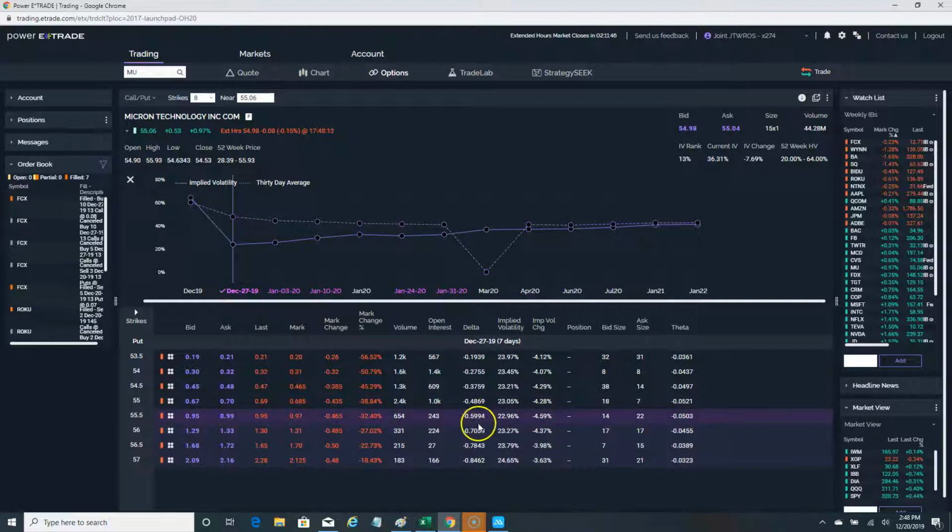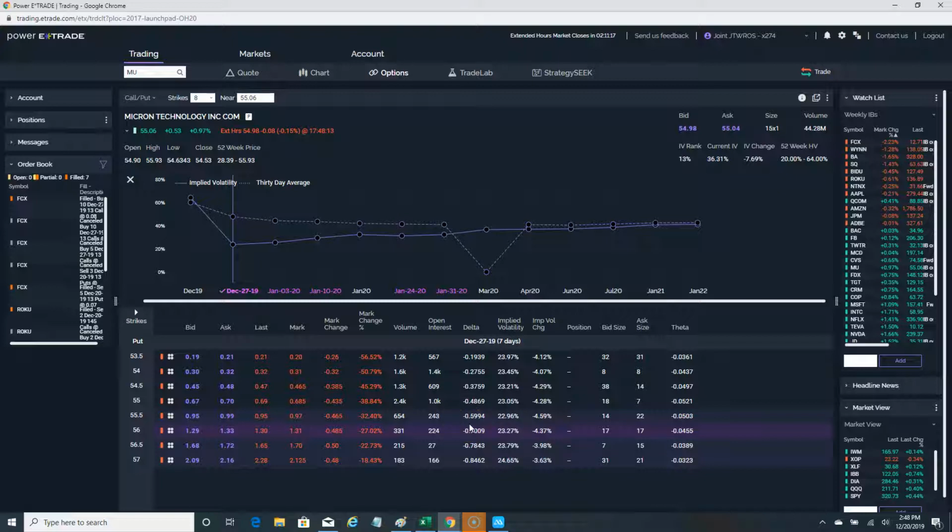You multiply that by 100, since each one of these options controls 100 shares. So this 55.5 put option, if the stock is to move by $1, will be worth 95 or 99 cents, almost $1, plus the 59 cents on here. That's one way to interpret the delta.